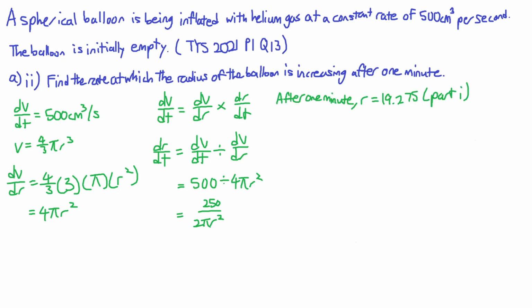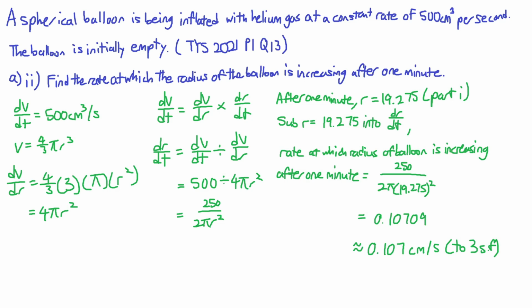Since we know that the radius of the balloon is 19.275 cm to 5 significant figures after 1 minute, we substitute r equals 19.275 into dr over dt. After calculating, the rate at which the balloon is increasing after 1 minute is 0.107 cm per second to 3 significant figures. Don't forget to include the unit cm per second since we are calculating the rate.